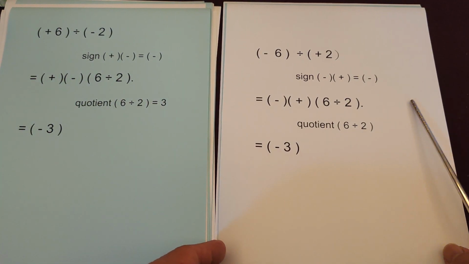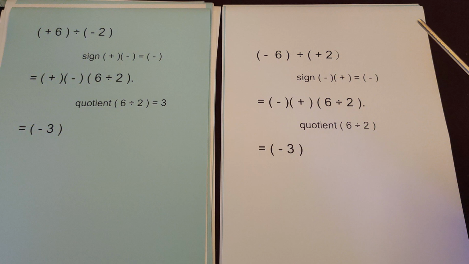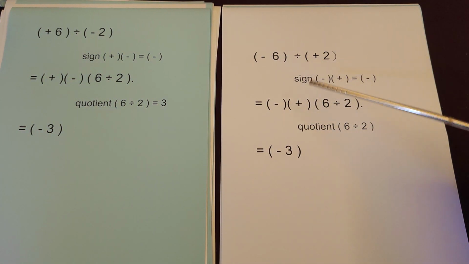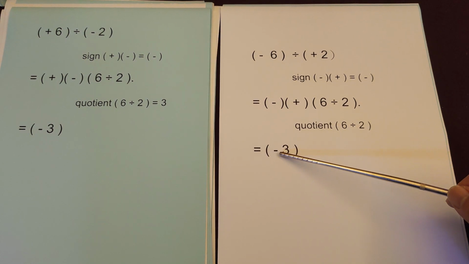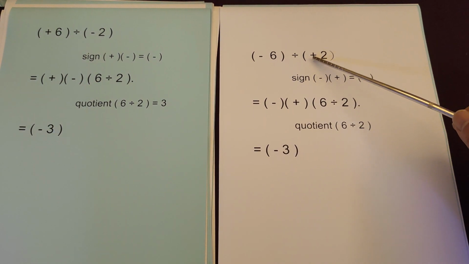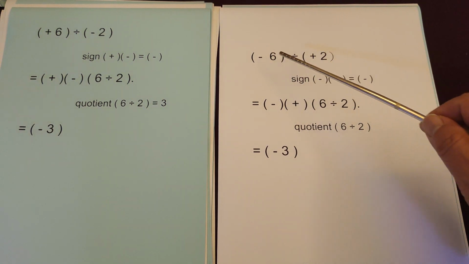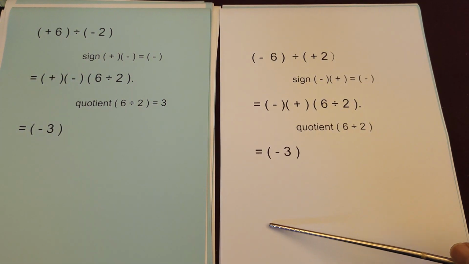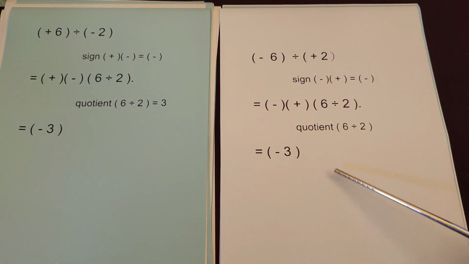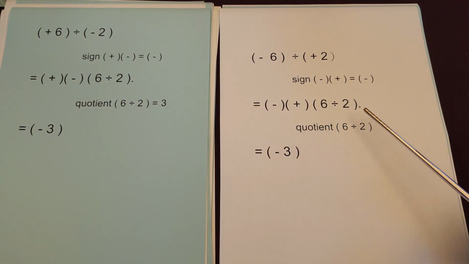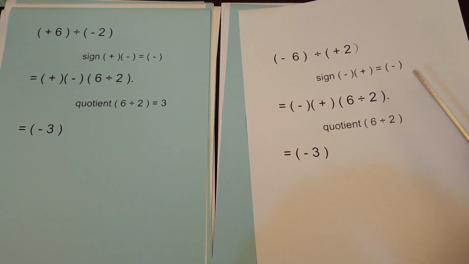Or we have here a negative sign at the beginning, so the sign of the answer reverses that of the second one, from positive to negative. Or we can say that these two signs differ, so we have a negative result. Okay. And the quotient is 6 divided by 2, so it's 3, so the answer is negative 3.